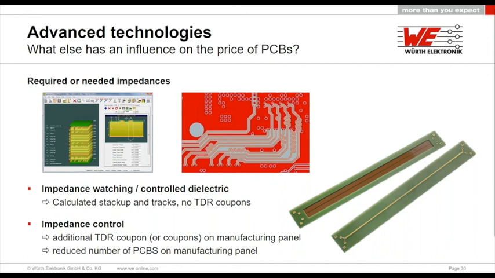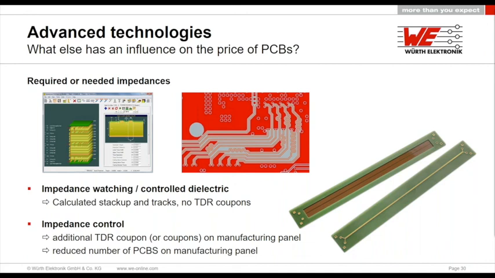Plus, we need to test those coupons. So there is cost being created by testing those coupons. And these coupons need to be tested for each lot. So this is not a single cost, an initial cost, it's an ongoing cost, and this has to be paid as well. So it's the question, do you need controlled impedance or is controlled dielectric enough?